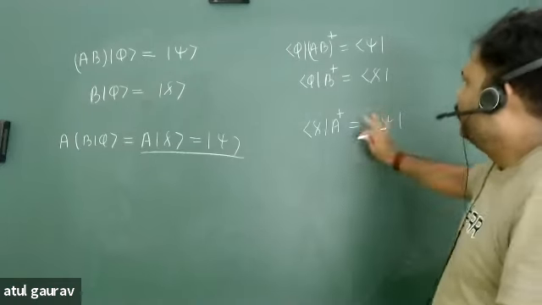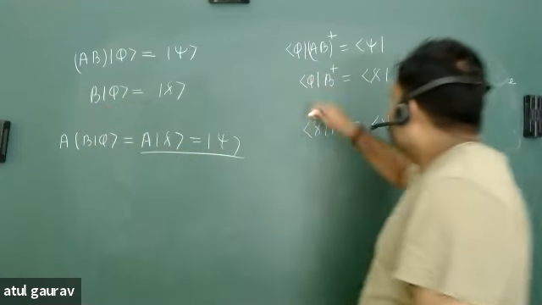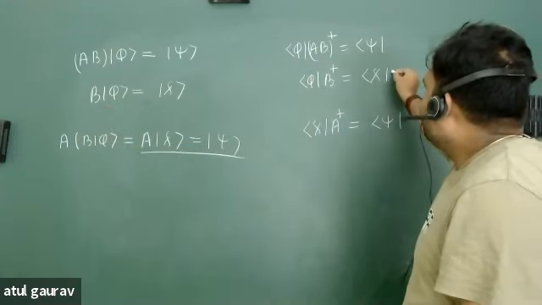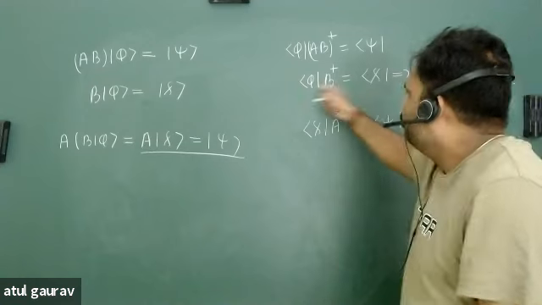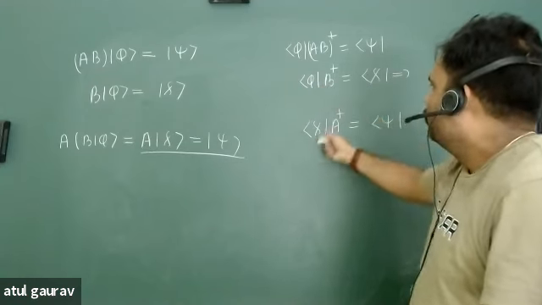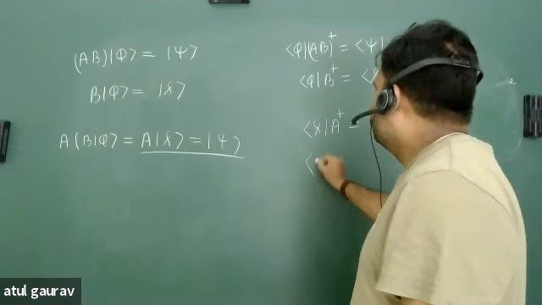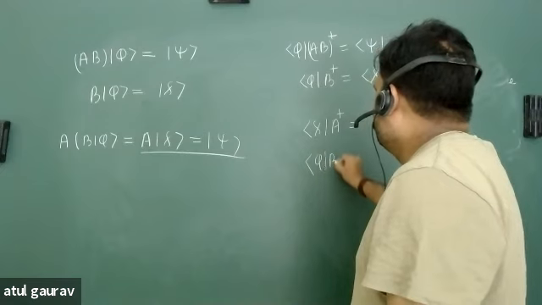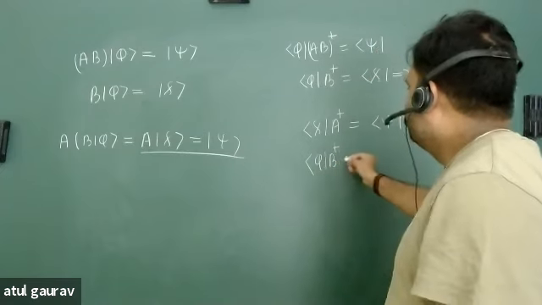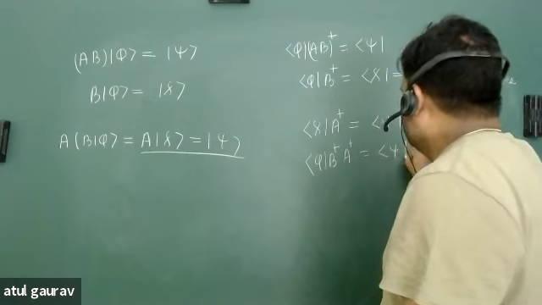And now the purpose of this one is over. Now let's come to this. Can I write this chi as B dagger phi? Yes, I can write this chi as B dagger phi. So I can write something like bra phi B dagger A dagger is equal to bra chi.